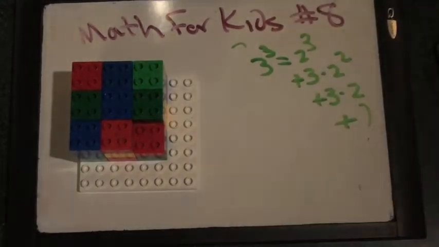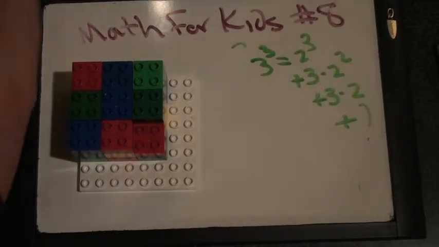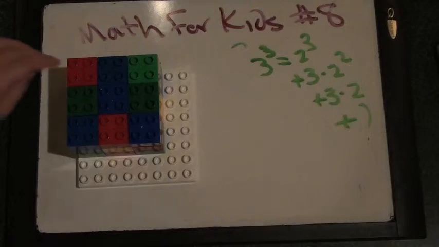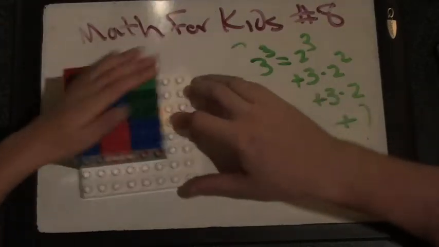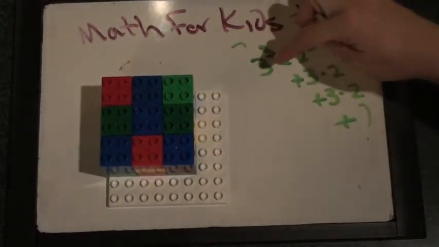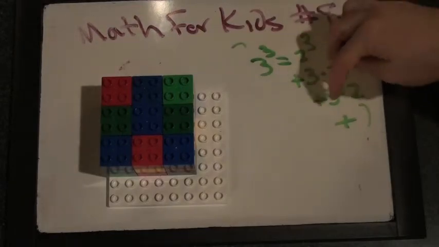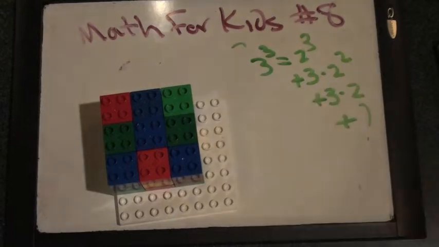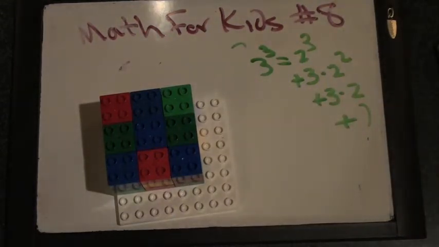Now, what's our very last step that we have to do? Tell me what it is before you put it on. You have to add 1. Plus 1. And look at that. So that showed 3 cubed is 2 cubed plus 3 times 2 squared plus 3 times 2 plus 1. And there's a 3 by 3 cube. Isn't that neat? Yeah.